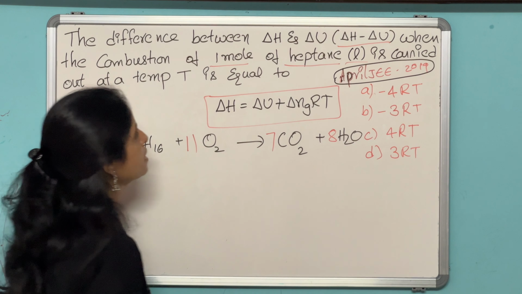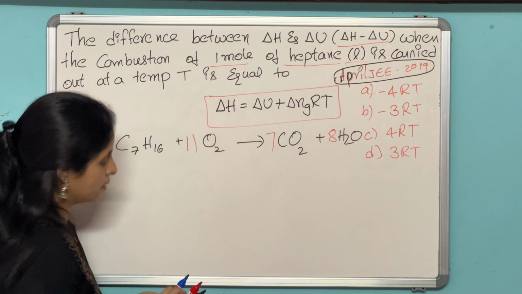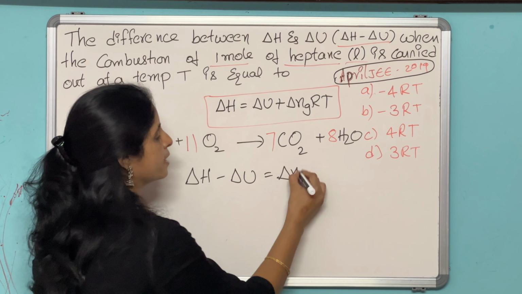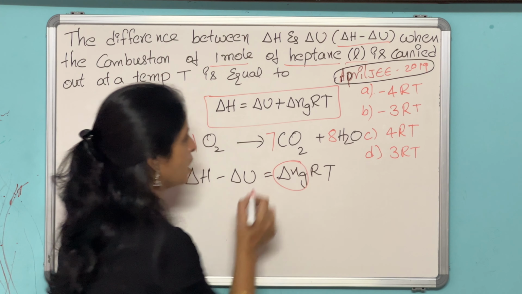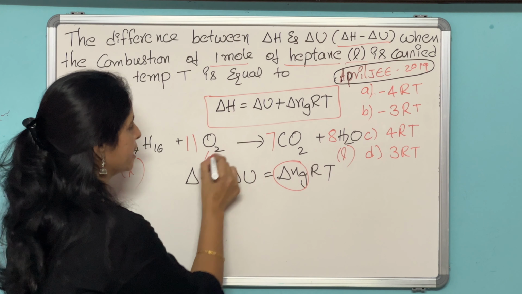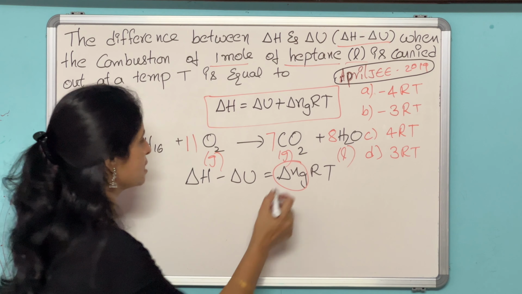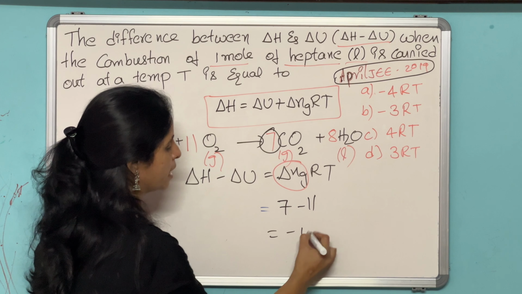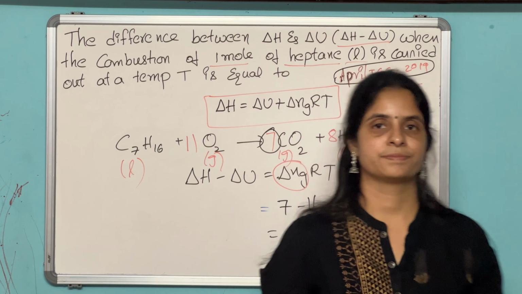Now, he is asking you the difference. What is the difference? The difference, delta H minus delta U, is equal to delta Ng RT. Now, what you have to do is find out delta Ng first. Here, water is a liquid, and CO2 is a gas. So what is delta Ng? Number of moles of gaseous products minus gaseous reactants: 7 minus 11, which is equal to minus 4, so the difference is minus 4 RT. That's it. Okay.